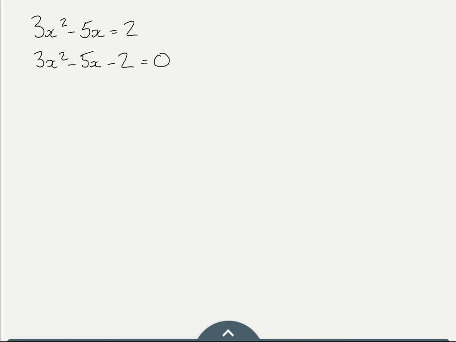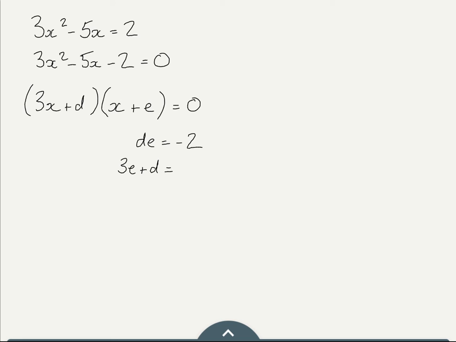Now, because we've got a 3x here, we know that one of the brackets is going to have to contain that 3x, and then the other is just going to be x. And in each of those, there's going to be a constant that adds up to give us the formula above. So we've got (3x + d)(x + e) = 0. So from looking at the equation above, we know that de must equal minus 2, and that 3e plus d must equal minus 5.